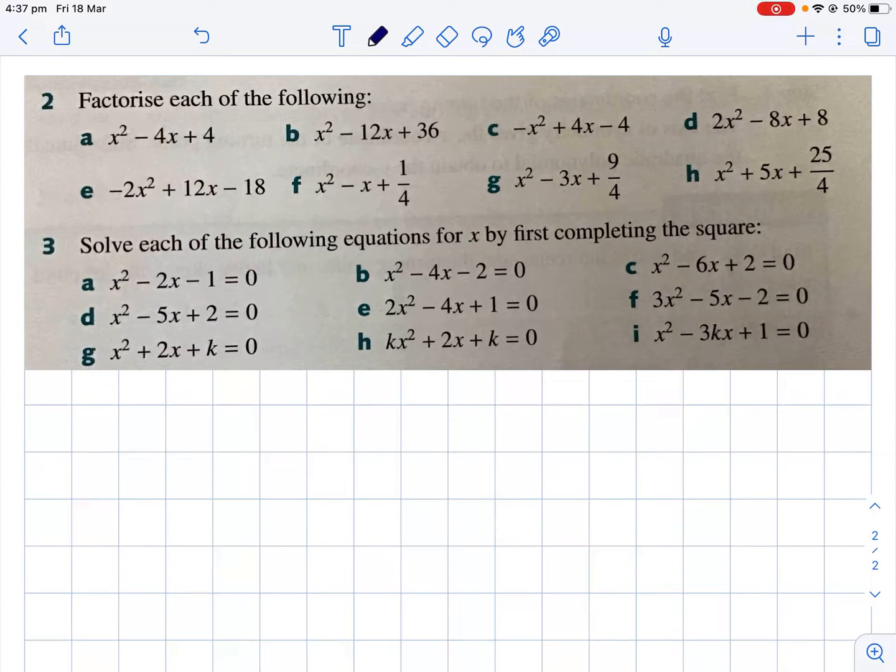Okay, hi again everybody. I'm just working through some example questions here from exercise 6B and exercise 6E.